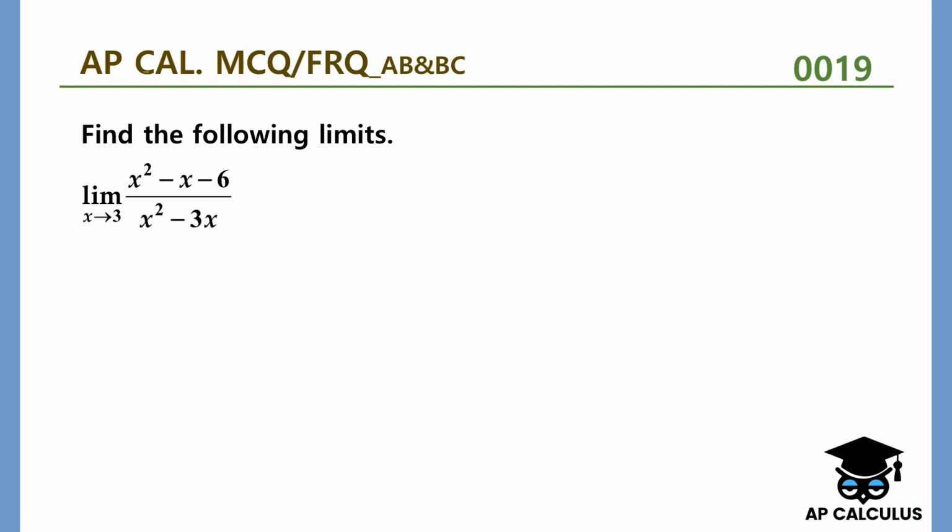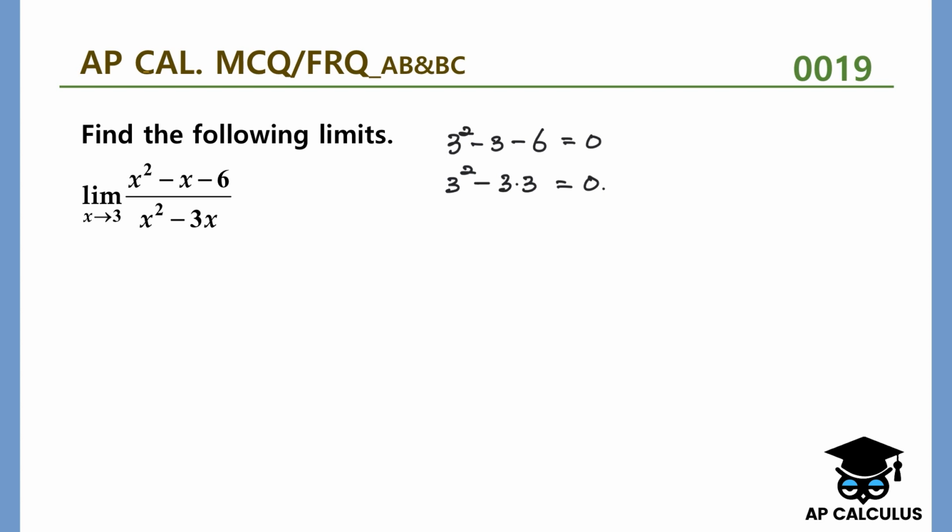Question number 19. The question is to find the following limits. We have the limit as x approaches 3 of x squared minus x minus 6 over x squared minus 3x. First thing we want to do is substitute 3 for x. Numerator: 3 squared minus 3 minus 6, that's 9 minus 3 minus 6, which is equal to 0. Denominator: 3 squared minus 3 times 3, that's also 9 minus 9, which is equal to 0.